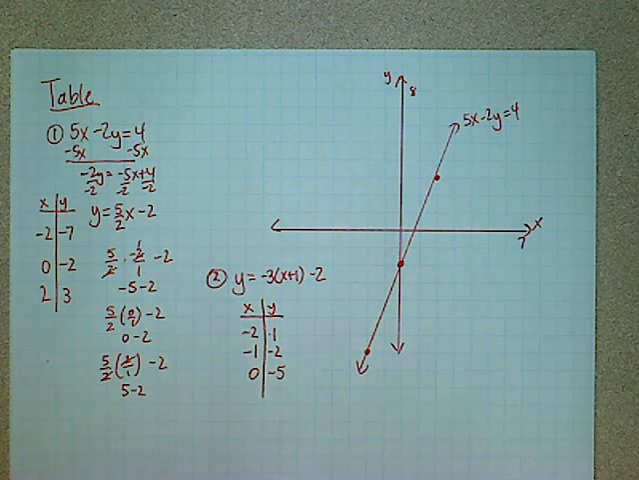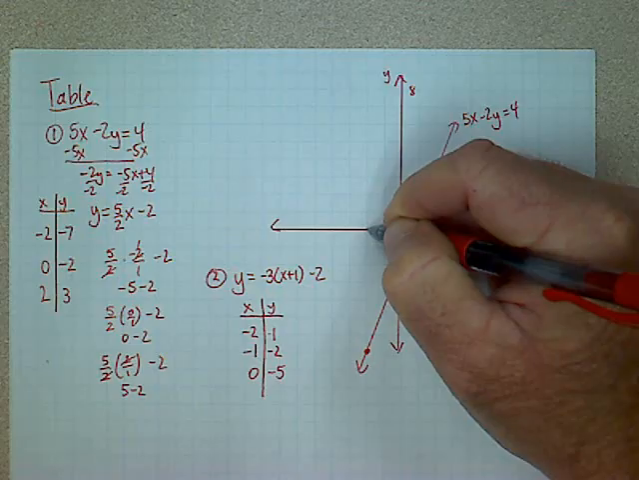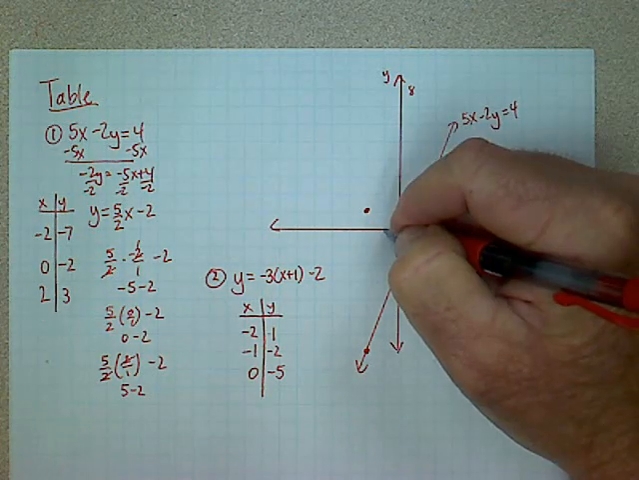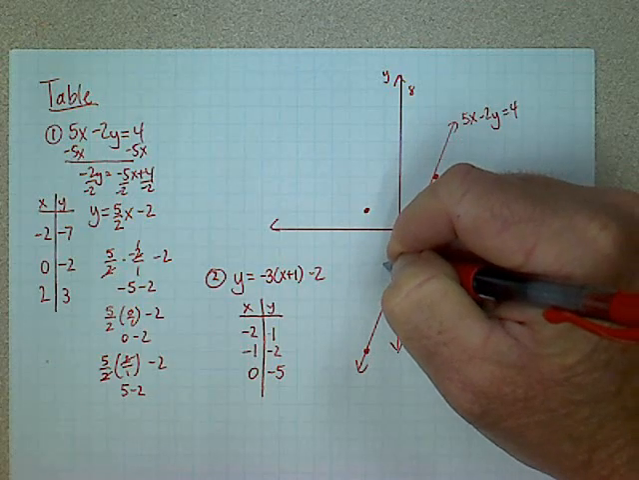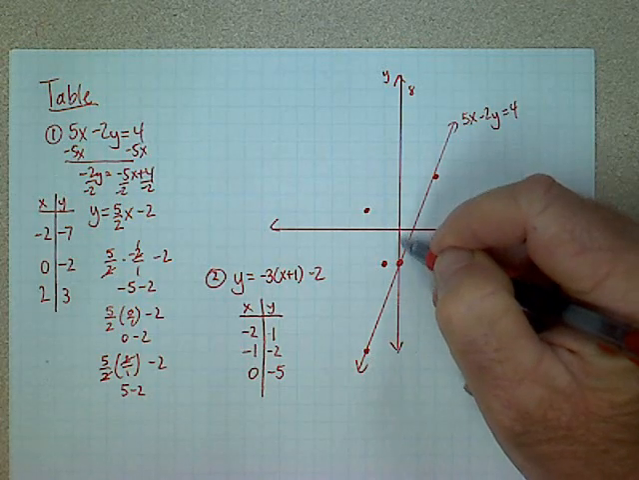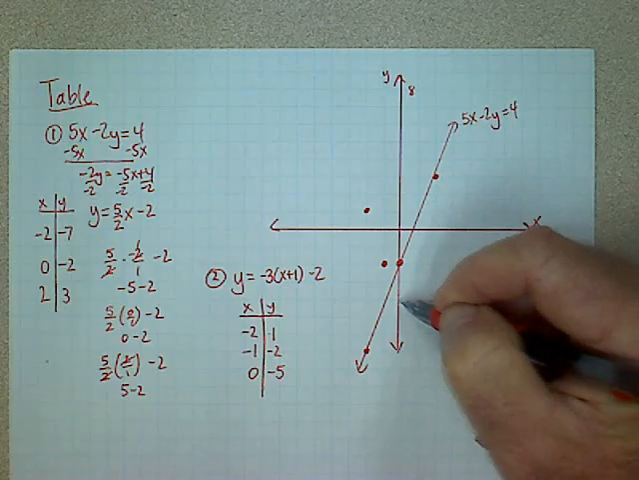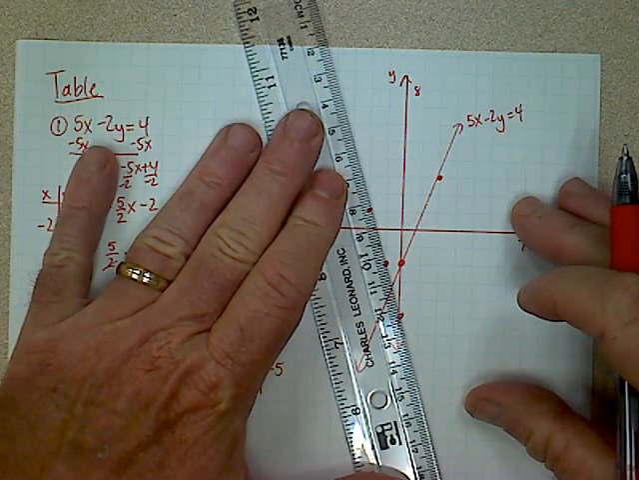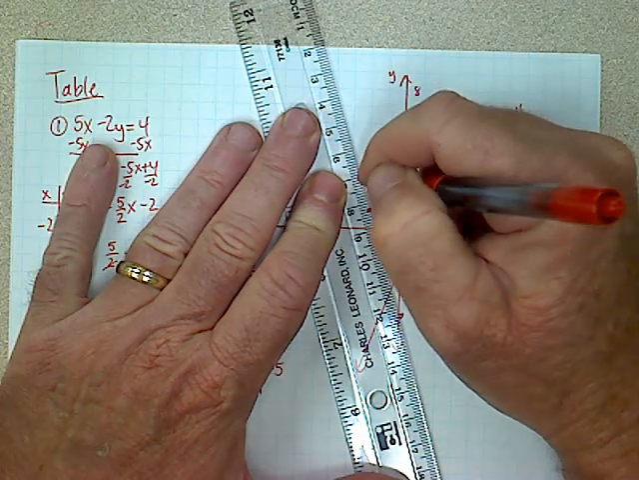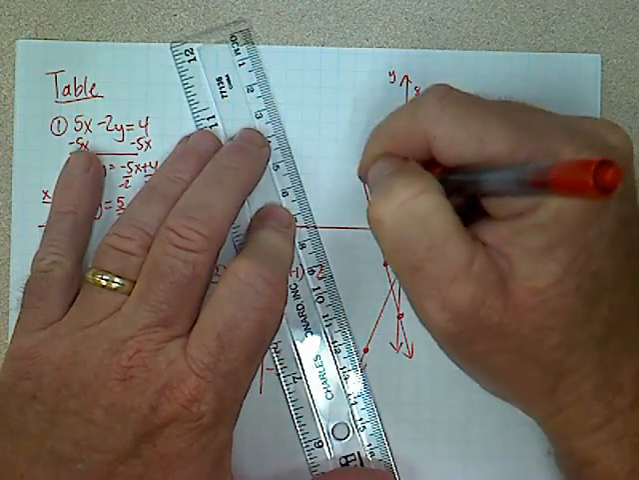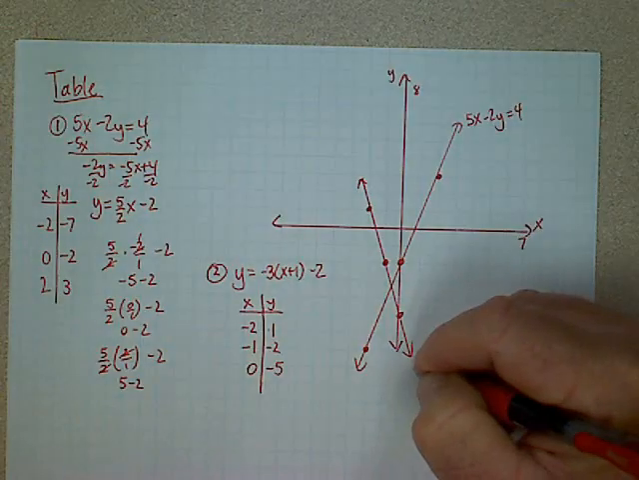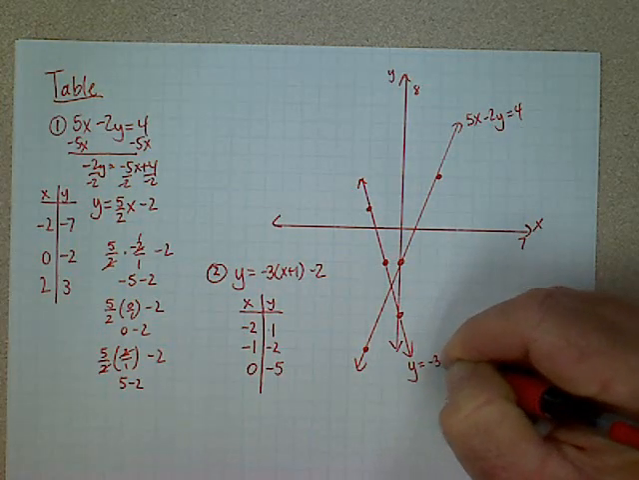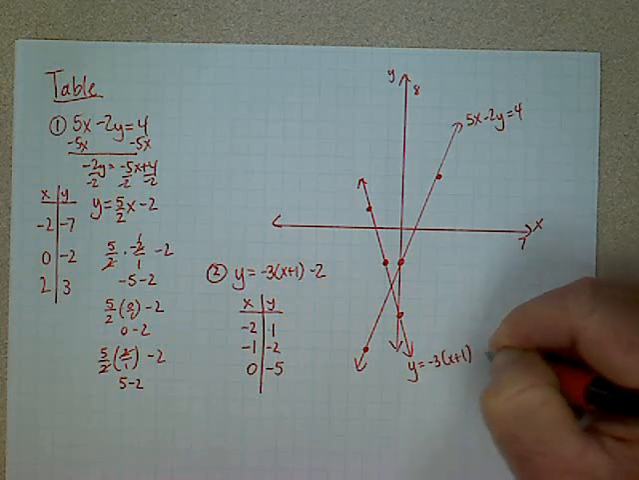Okay, now we can go ahead and plot those dots. That negative 2 is positive 1. That negative 1 is negative 2. And that 0 is negative 1, 2, 3, 4, 5, right down there. Connect with a nice straight line. You've got your second one graphed. Again, let's label it. We're doing multiples on the same graph. So y equals negative 3 times x plus 1 minus 2.